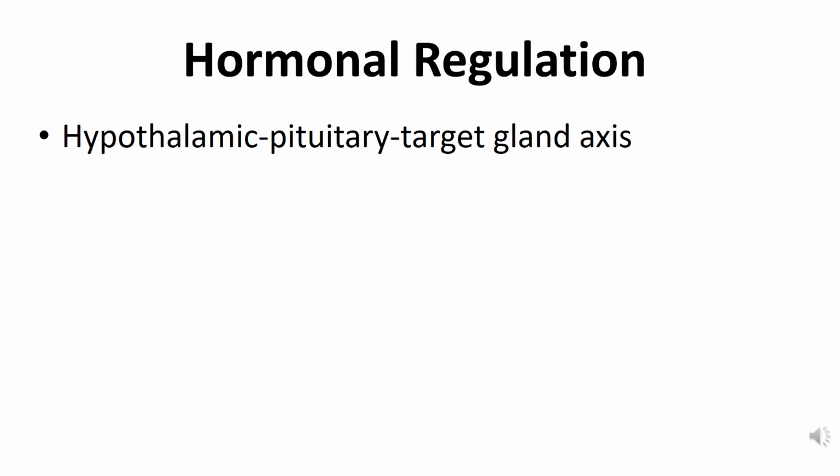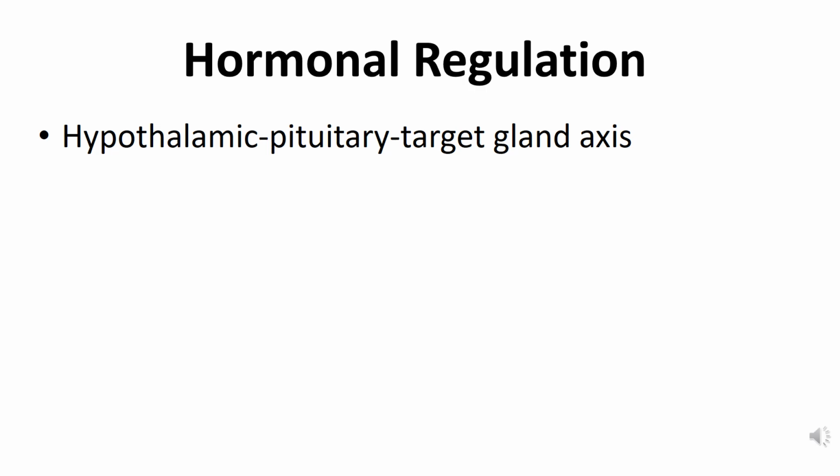Hormonal regulation is one of the body's most organized communication systems. It works through a network called the hypothalamic pituitary target gland axis. This axis connects the brain to endocrine glands throughout the body. Everything begins in the hypothalamus.